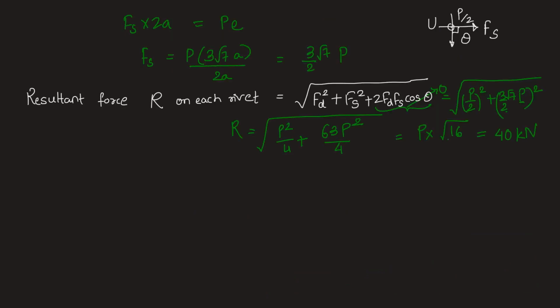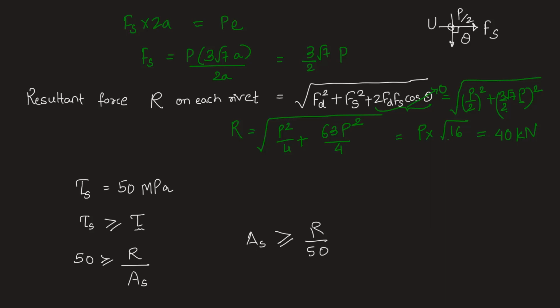Let's find that out. We are given that the strength of the material used for making the rivet, that is tau s, is 50 megapascal. For the design to be safe, tau s should be greater than or equal to tau. Tau is nothing but the shear stress on the rivet. That means 50 should be greater than or equal to the resultant force R upon the shear area As. So this shear area As should be greater than or equal to R by 50. Because As should be greater than or equal to R by 50, the minimum value of this shear area will be equal to R by 50, that is the limiting minimum value.